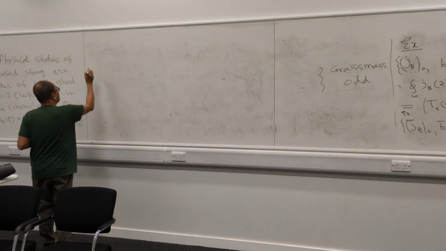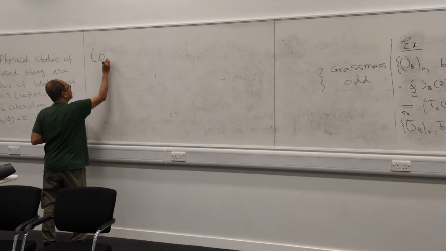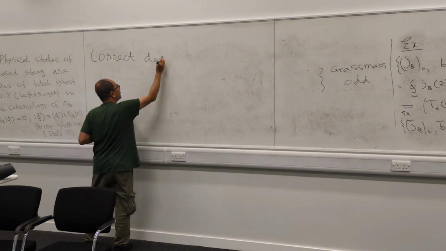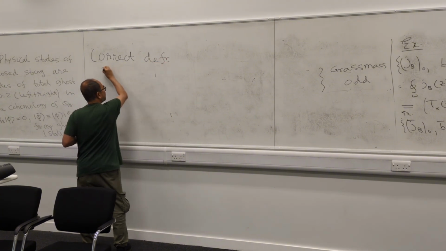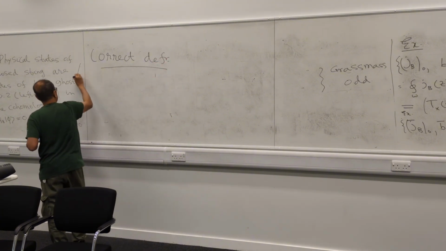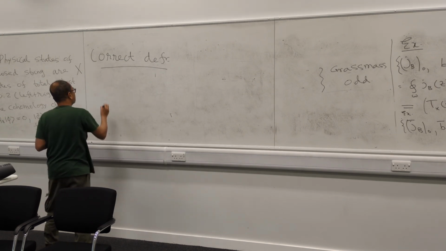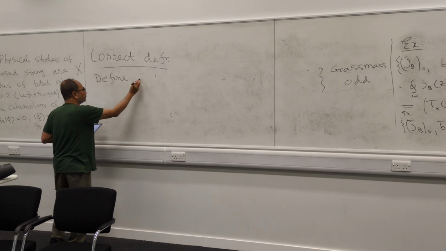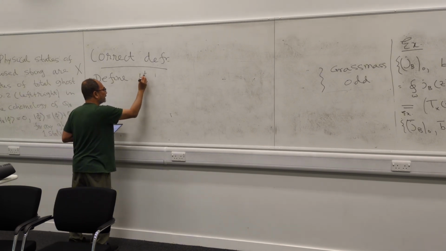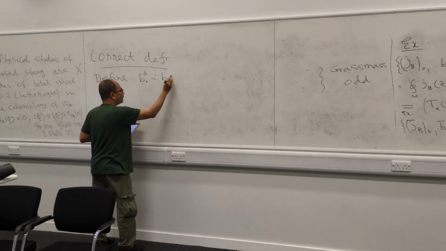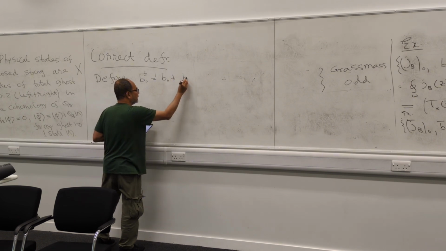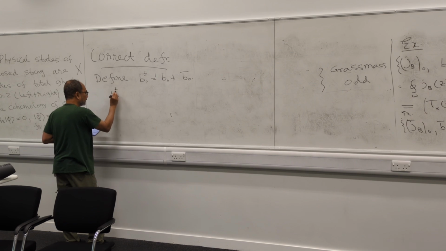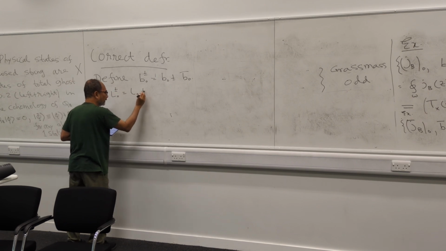So, correct definition. As I said, this is almost correct, but not completely correct. So, let's cross this out. Correct definition. For this we first define B_0^± as B_0 ± B_0 bar, and L_0^± as L_0 ± L_0 bar.